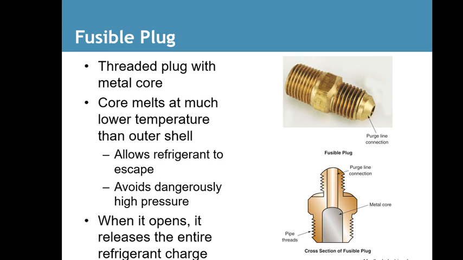Fusible plugs. Threaded plugs with a metal core. Core melts at much lower temperatures than the outer shell. Allows refrigerant to escape. Avoids dangerous high pressures. When it opens, it releases the entire refrigerant charge. And these are sometimes on very large systems that might hold 20 to 30 pounds of refrigerant.